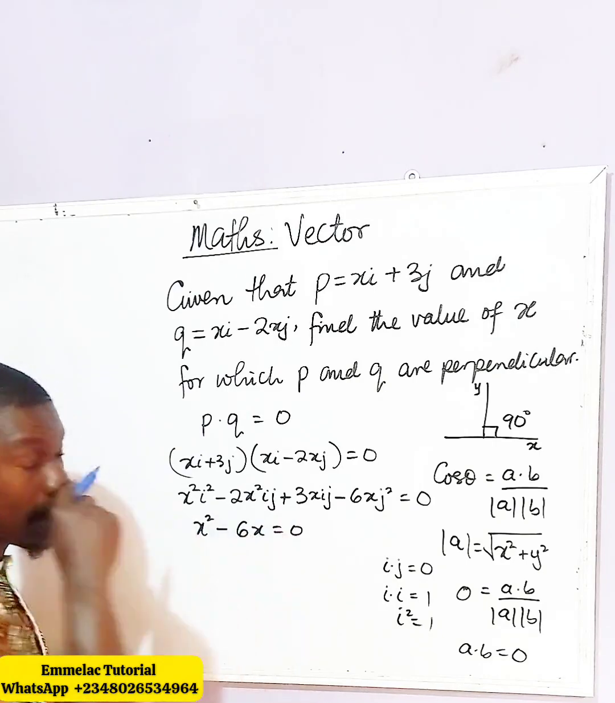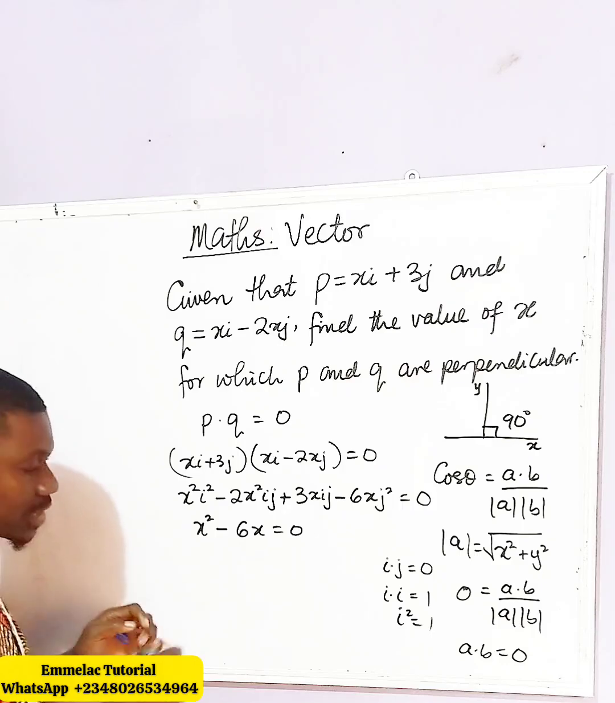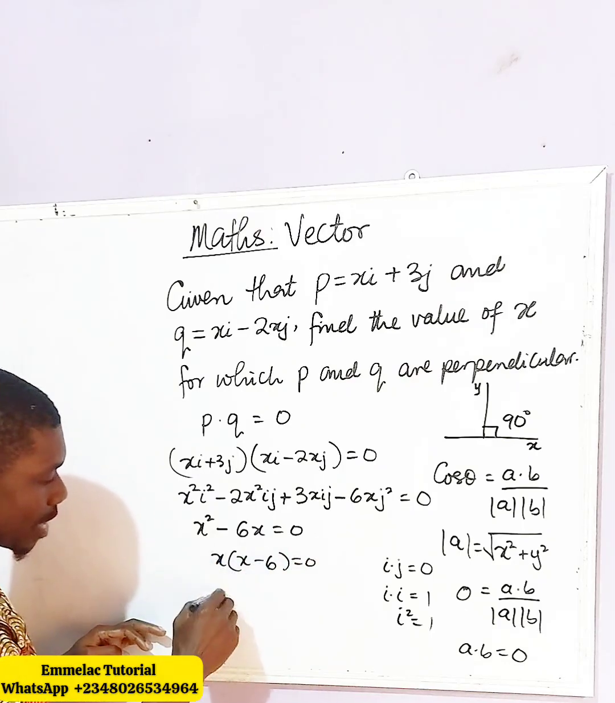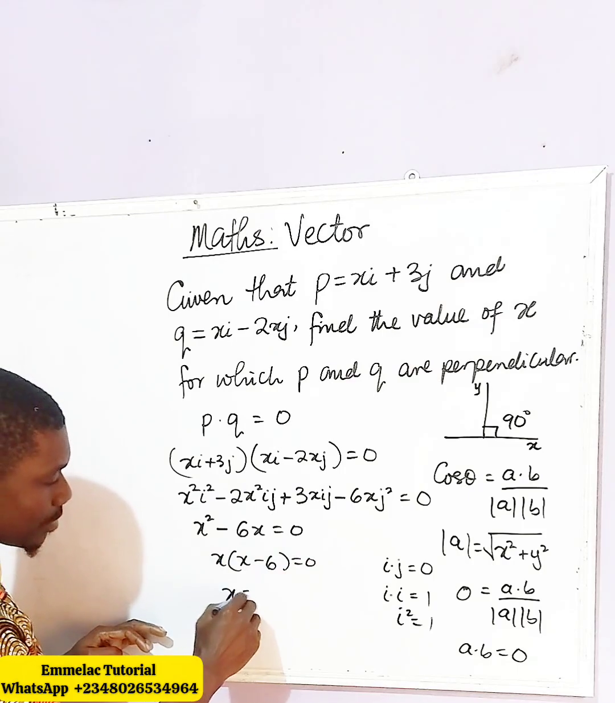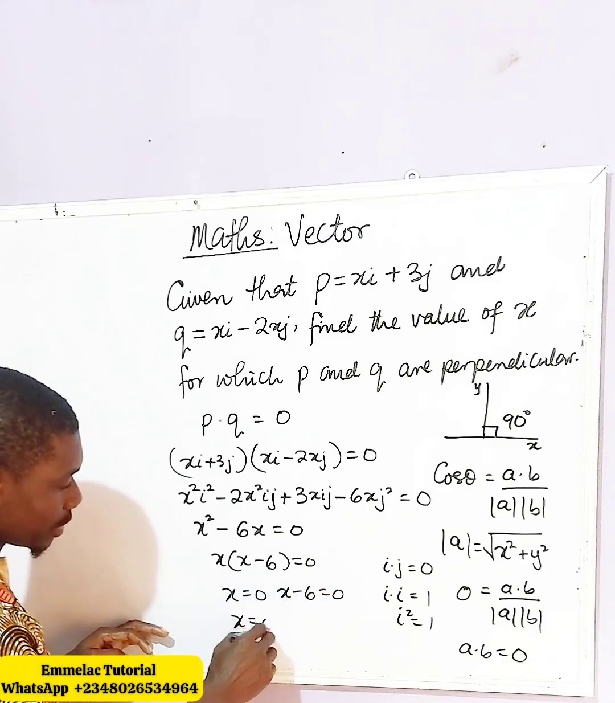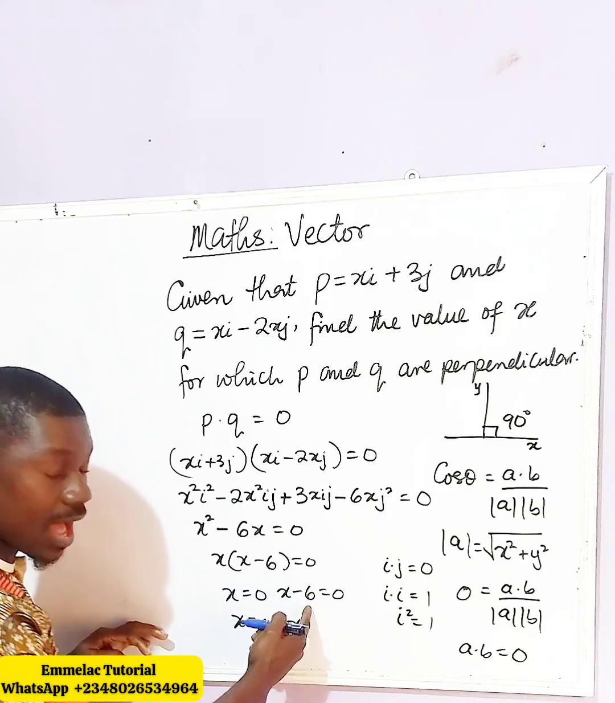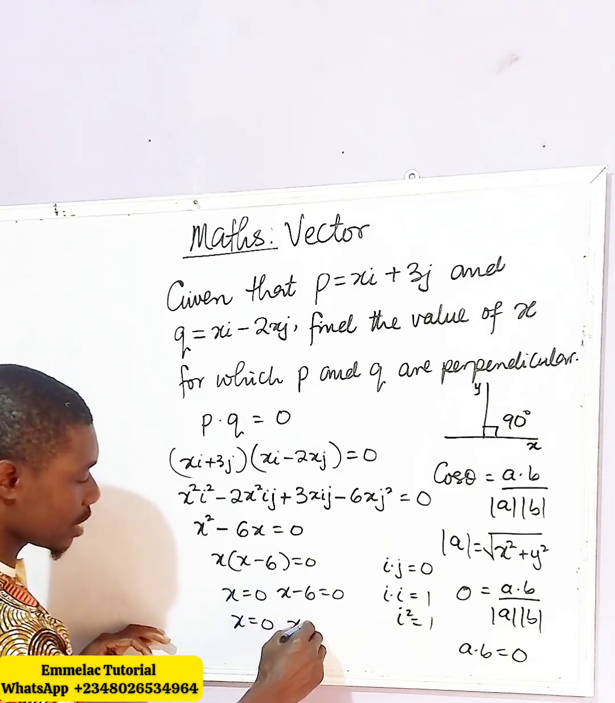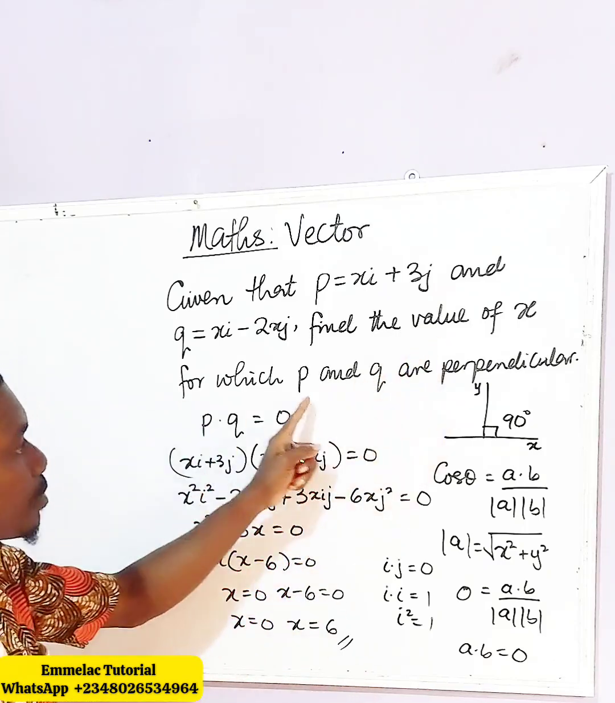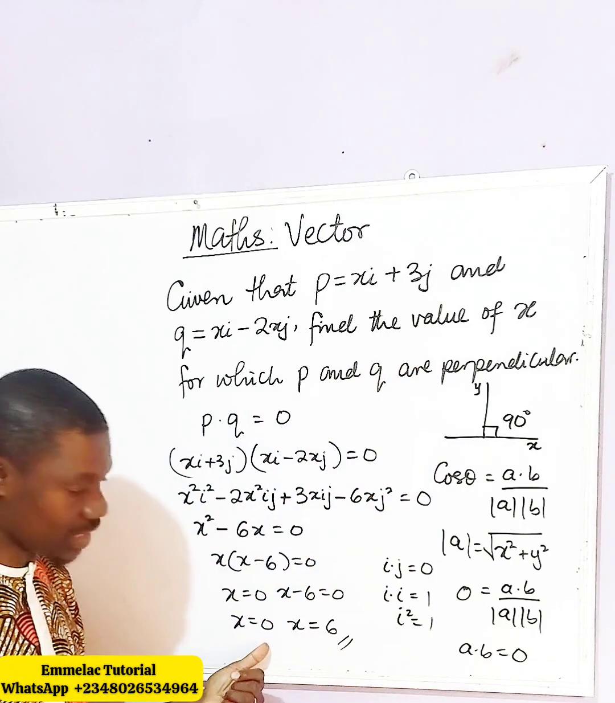So at this point, let us factor out x. So x here will now be 0, and x minus 6 equals 0. So x equals 0, and adding 6 to both sides of the equation here gives x equals 6. So the value of x for which P and Q are perpendicular is 0 and 6.